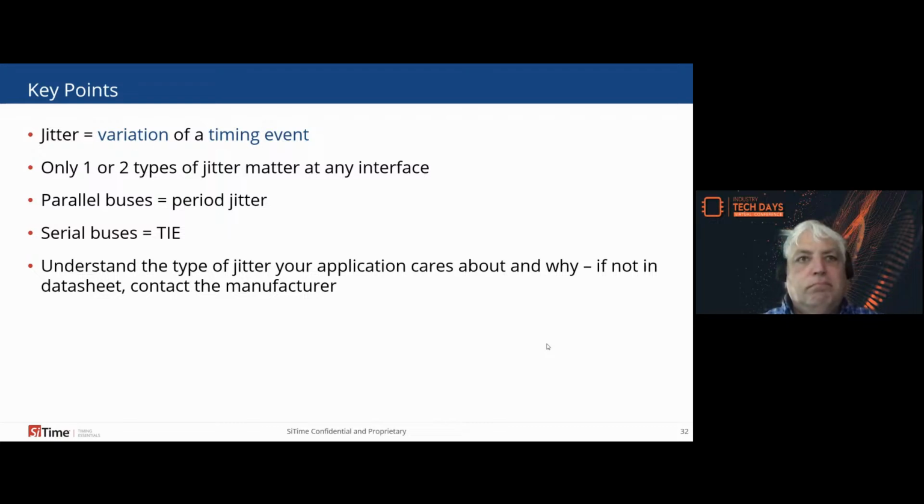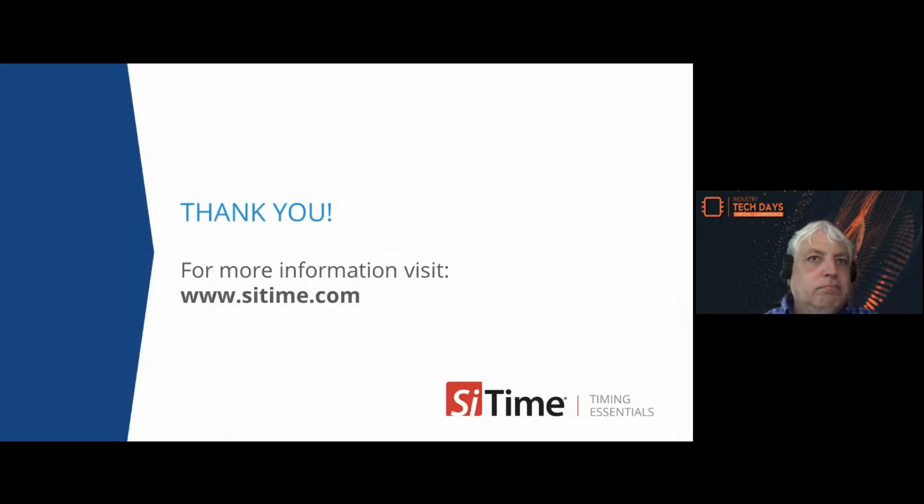And hopefully the earlier slides gave you some understanding and some insight into how jitter gets mapped into different applications. And if you can't find that particular type of jitter on the clock manufacturer's datasheet, then contact the manufacturer to find out more information.